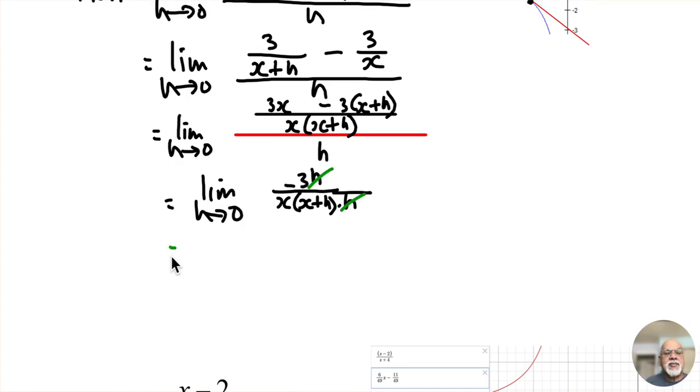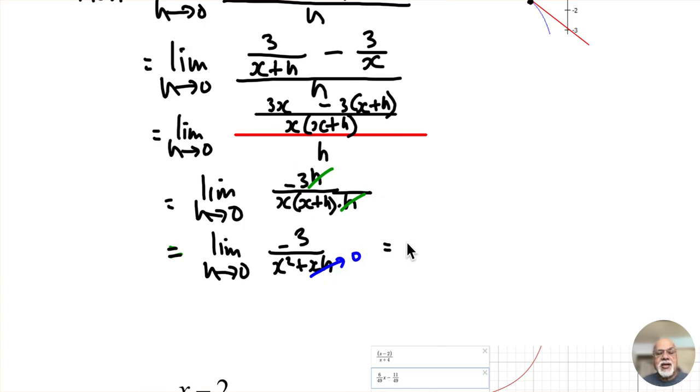And so that ends up being the limit as h goes to 0 of negative 3 over x squared plus xh. But as h goes to 0, this term is going to go to 0 because h is 0. And so we simply get negative 3 over x squared.